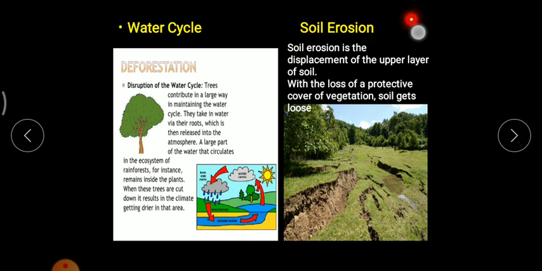Another phenomenon is soil erosion. As you know, soil erosion is simply the removal of soil from the texture. This is soil. The forest binds all the soil together; if there is no forest, soil erosion will occur.